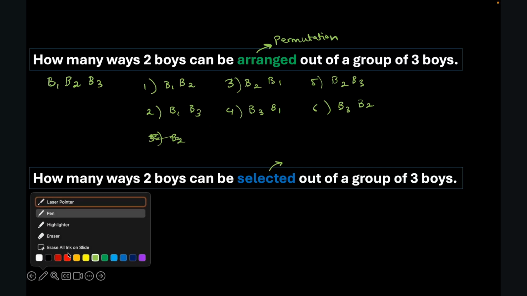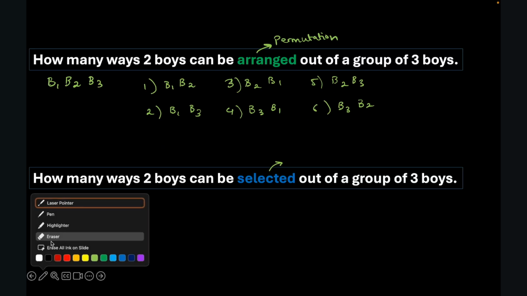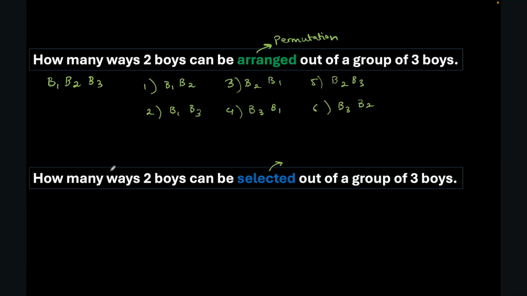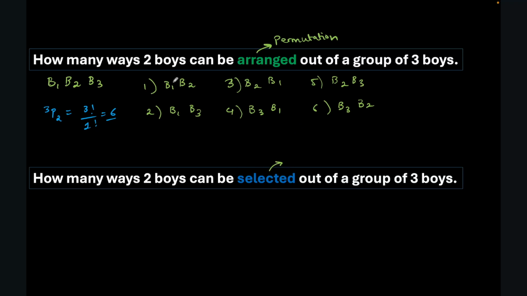Now, if you look closely, arrangement is where the order matters. That's why I have 6. It's the same thing as 3P2, which is 3 factorial by 1 factorial, which is 6. And hence we have 6 arrangements. But for selections, this is one, boy 1 and boy 2. This is another one, and this one. The rest of them are just the complementary version of each other.